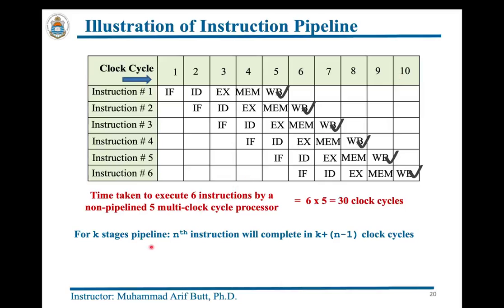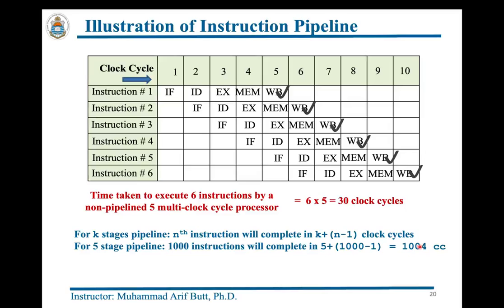So for a k-stage pipeline, nth instruction will complete in k plus n minus 1 clock cycles. In this scenario, the 6th instruction completes in 10 clock cycles. The aim of a pipeline processor is to maintain a CPI of 1. But if we take an example having 1000 instructions, using the same formula, you can check that a 5-stage pipeline will complete the 1000 instructions in 1004 clock cycles, which is quite close to a CPI of 1.